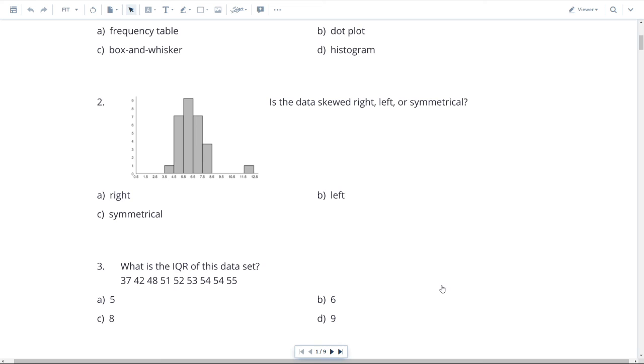Most of you pick symmetrical. But the problem that you run into is the fact that this itty-bitty little piece right here is all the way to the right. Now, it may be considered an outlier, but if you were to draw a curve over top, this thing would be skewed to the right. Unfortunately, I can't call it symmetrical.